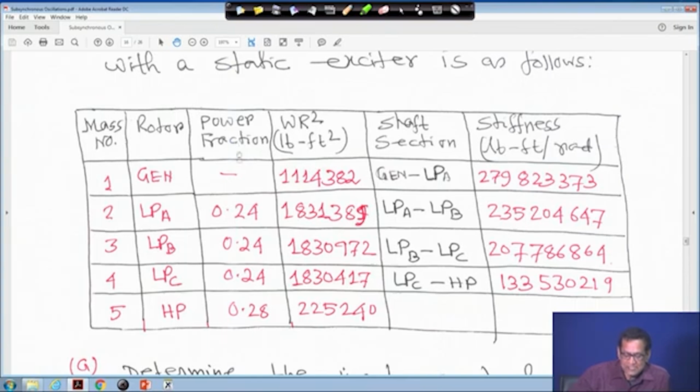So the power fraction for the generator is nothing, but for the other turbine sections it is 0.24, 0.24, 0.24, and on the high pressure side it is 0.28.